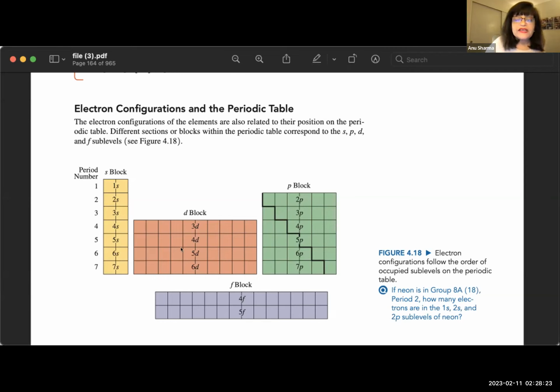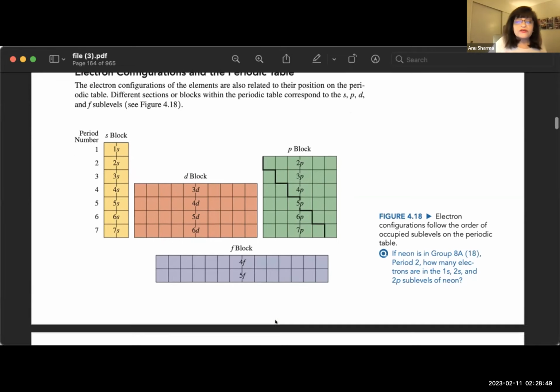Same story with the d. D can hold a maximum of 10 electrons. There are 5 orbitals, but a total of 10 electrons. So this is 3d1, 3d2, 3d3, 3d4, 3d5, 3d6, 3d7, 3d8, 3d9, and 3d10. Same is the case with 4d and 5d and so forth. And then the f, interestingly, has 14 columns.